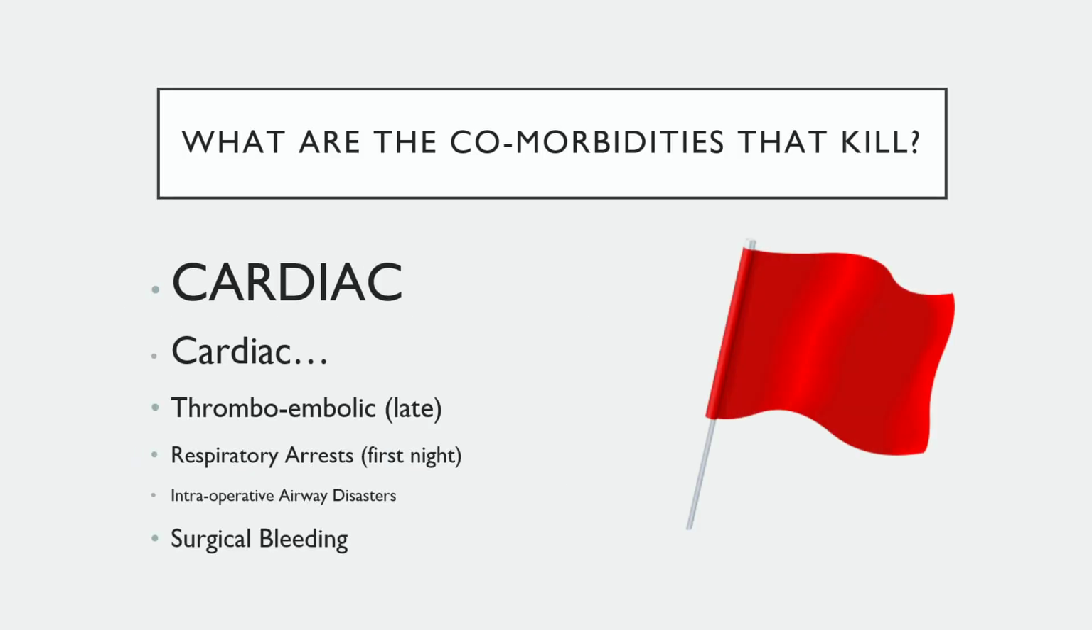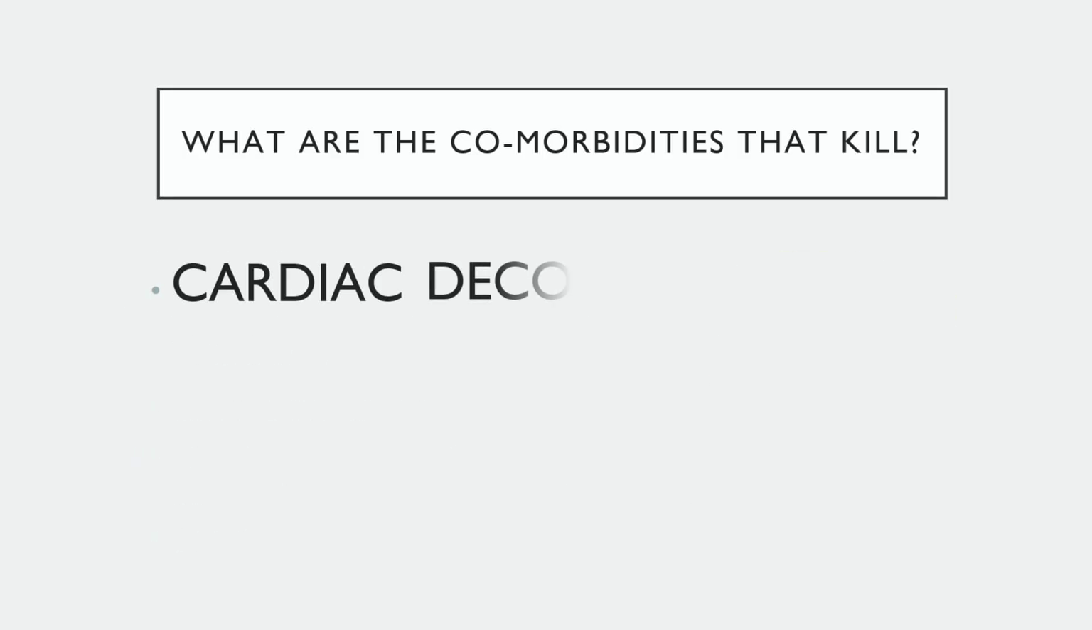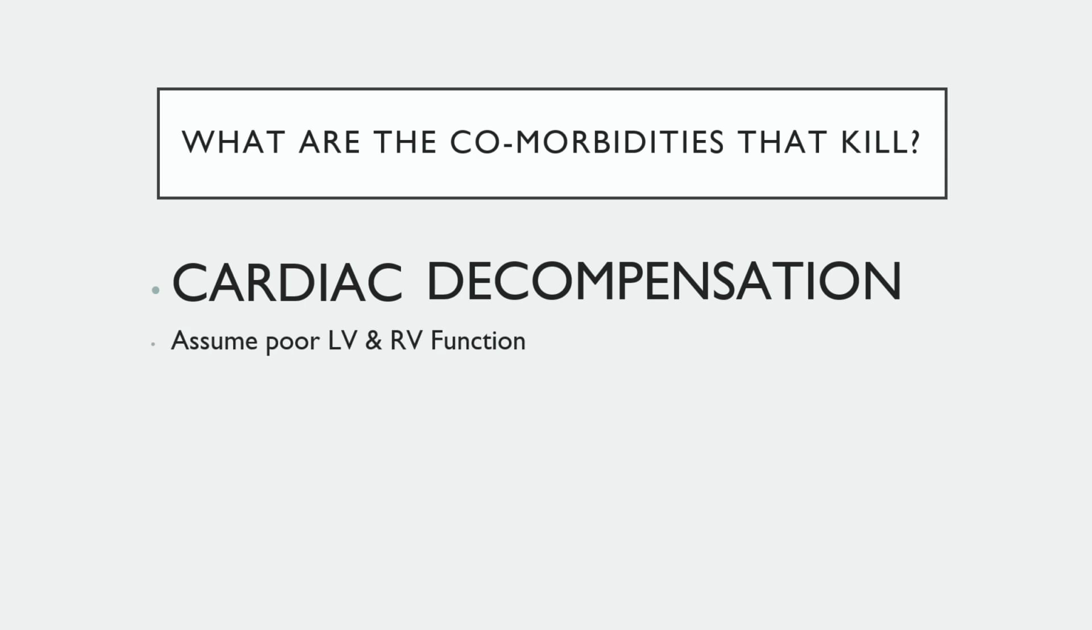Okay, so we've already said it's cardiac and it's cardiac decompensation. And I always tell my colleagues when I'm teaching them, assume in a patient who's got a limited exercise tolerance that they're going to have poor right and left ventricular function. And it's that exercise tolerance that's key. I'll come on to that in the next couple of slides. Assume they've got pulmonary hypertension.